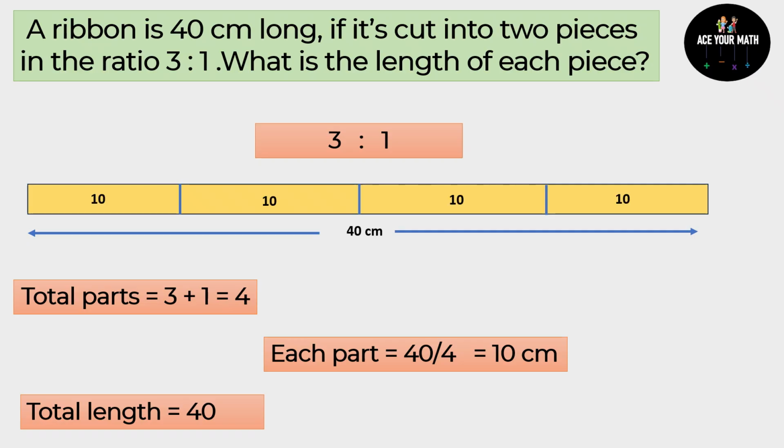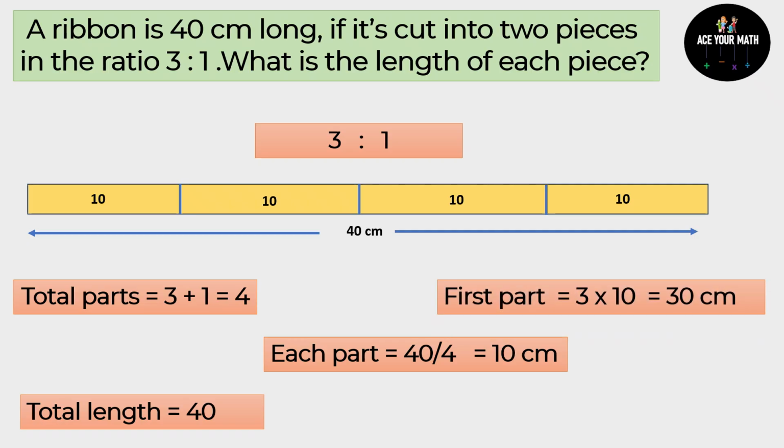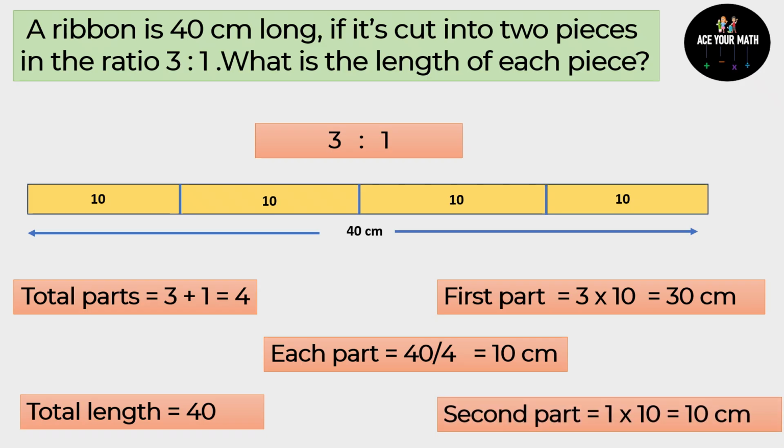Now you need to cut after 3 parts. So 3 parts means, as the value of one part is 10, the value of 3 parts will be 3 into 10. That is 30 centimeters. And the last part is 1 only. So the second part is 1 into 10, that is 10 centimeters. It means 3 parts is equal to 30 centimeters. So you will make a cut after 30 centimeters. After 30 centimeters, you will cut this ribbon. So the two parts are 30 centimeters and 10 centimeters.